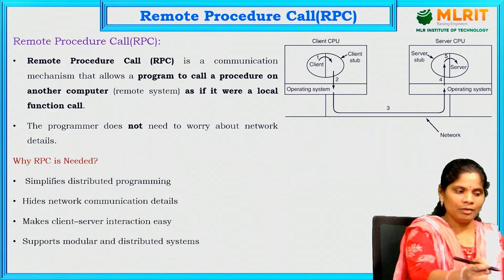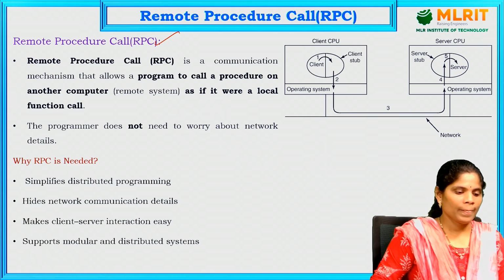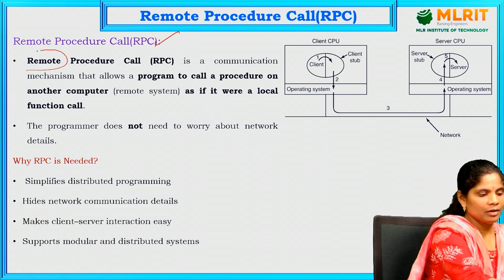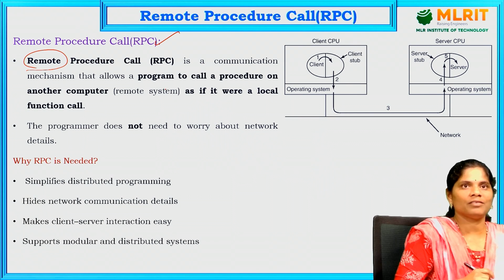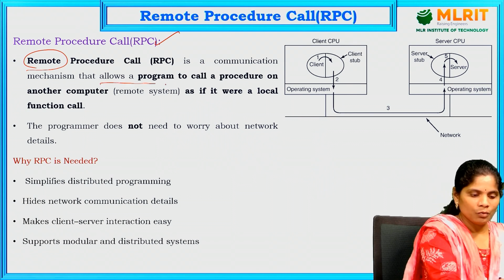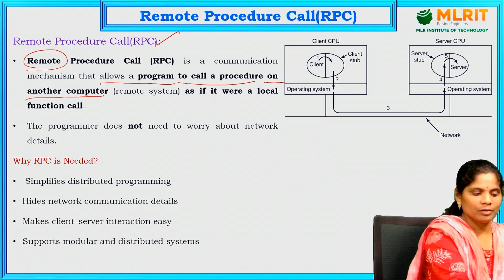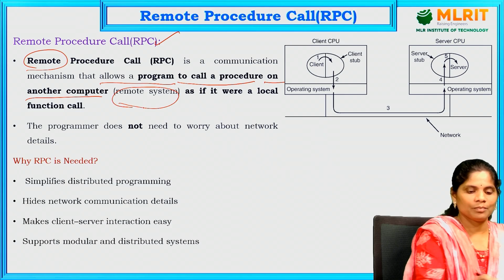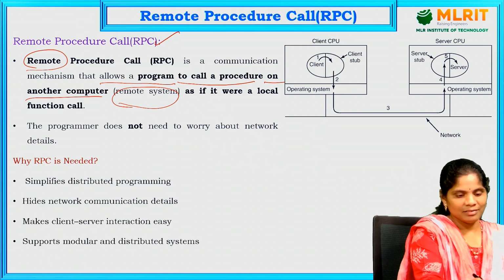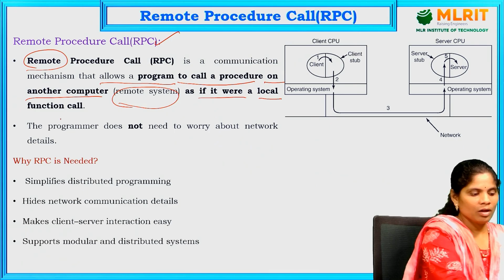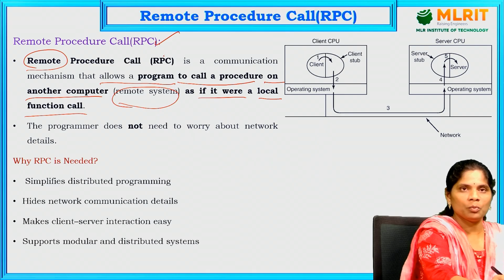And next one is the remote procedure protocol. What is remote procedure protocol? Here in the name only it is there. It is a communication mechanism. Mainly, it allows a program to call a procedure on another computer, that is nothing but a remote system. It calls a procedure on another remote system as if it were a local function call. So it works on another computer, and is called remote procedure call.